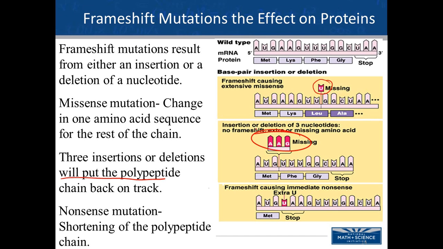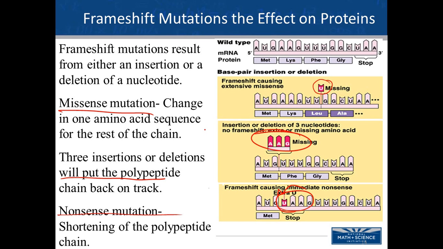Alright, you can indeed also have a nonsense mutation if you turn around and you insert something that will cause you to have a stop codon. So it is indeed possible in a frame shift mutation to have missense mutations and nonsense mutations. And again, how they affect the protein depends upon which amino acid is being deleted or changed around or what have you.